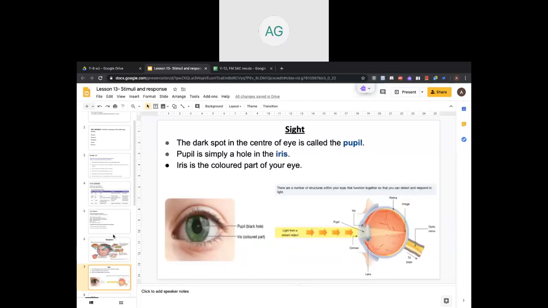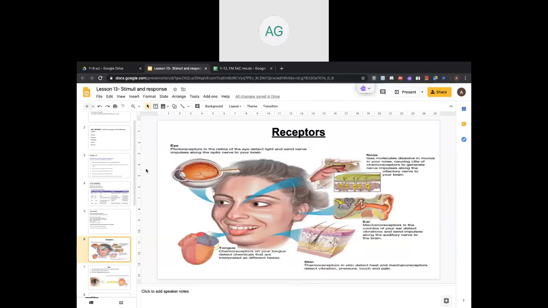Okay. So the main thing to remember from this is eye. Okay. So there are photoreceptors in the retina. And which nerve is taking the signal to the brain? So optic nerve is taking the signal to the brain.